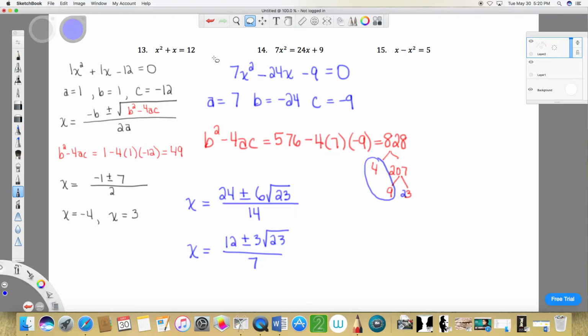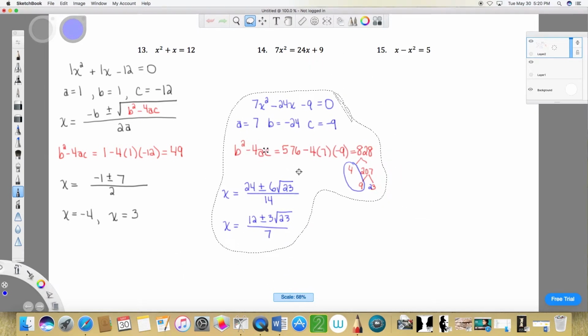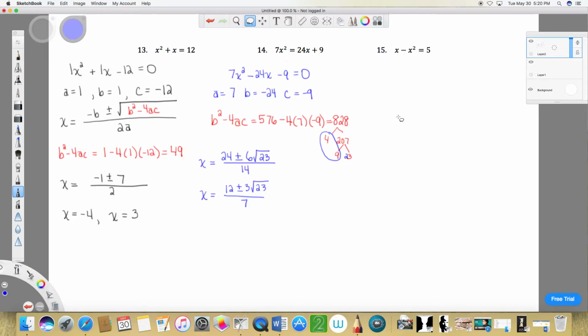Let's see if I can't shrink this up a little bit. There we go. That should give us enough room.